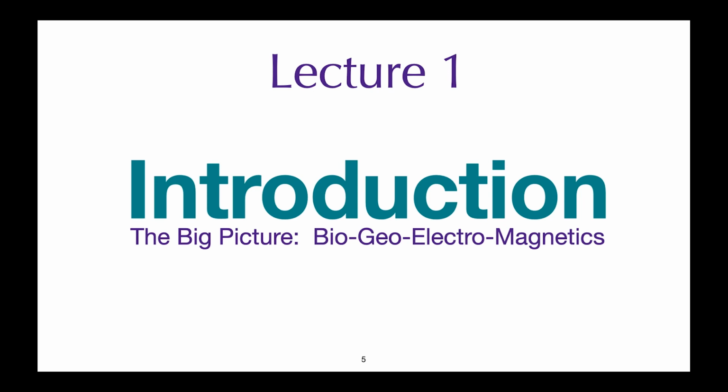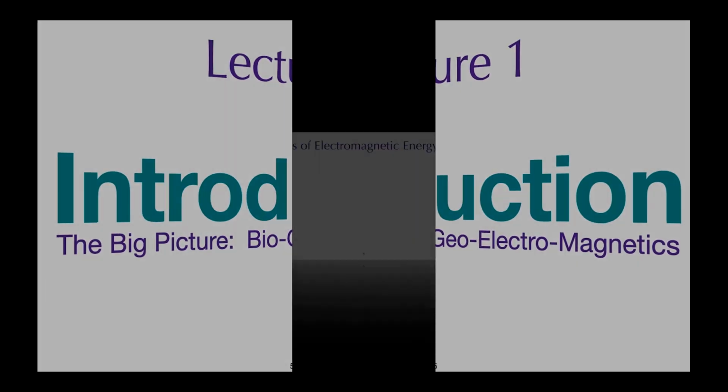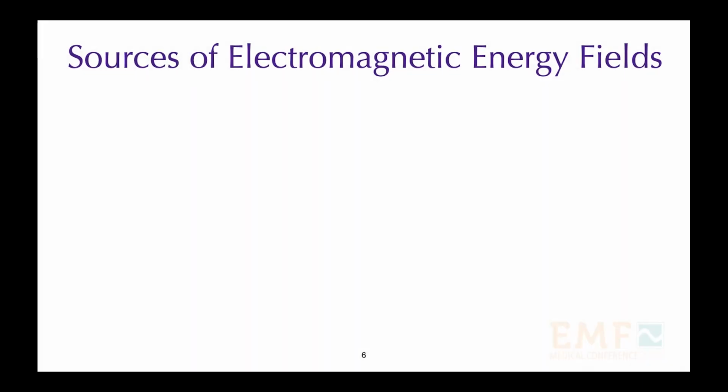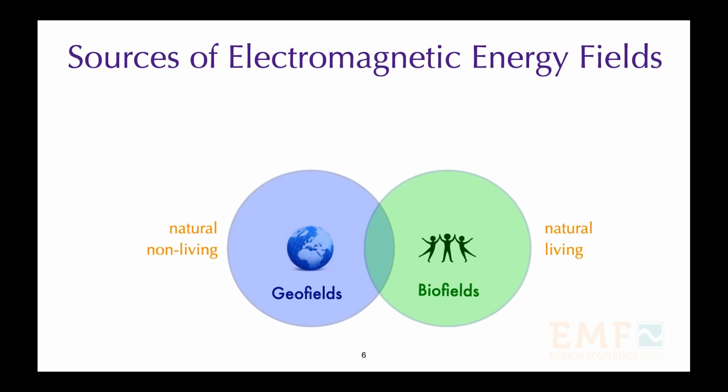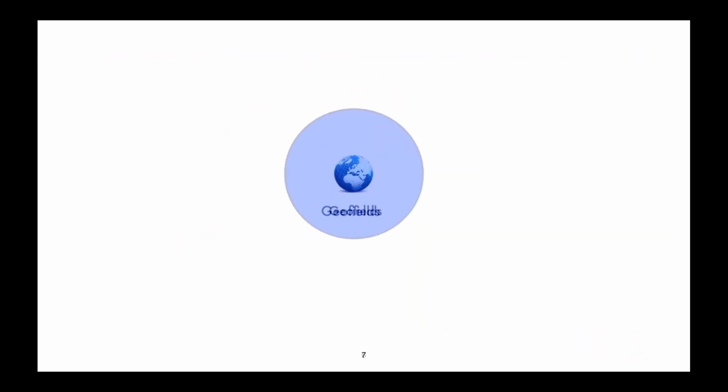We are going to start with the big picture and examine how the various types of electromagnetic frequencies generated by both natural and man-made sources interact with each other. The sources of electromagnetic energy fall into three categories. Geofields, these are natural non-living sources of electromagnetic energy. All living organisms generate biofields or bioelectromagnetic fields. And finally, there are artificial fields generated by our technology, which I call technofields.